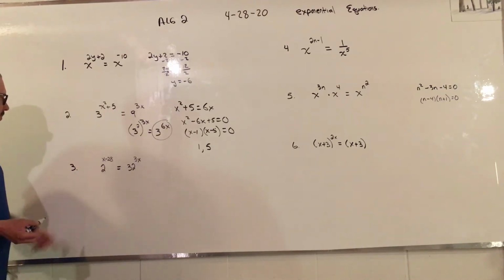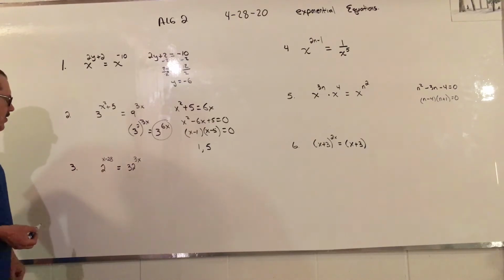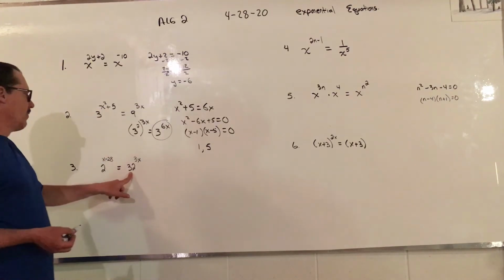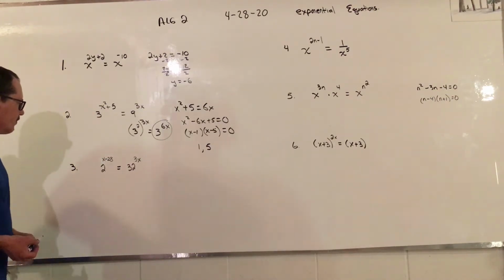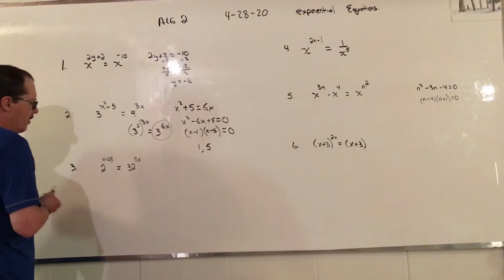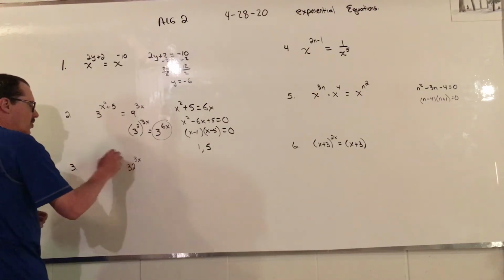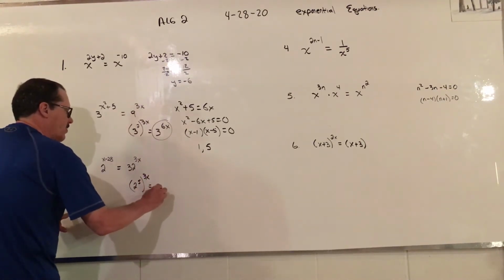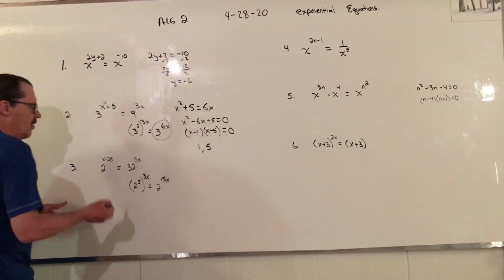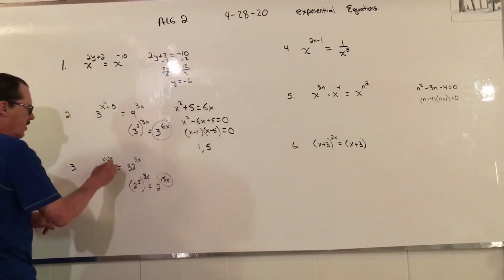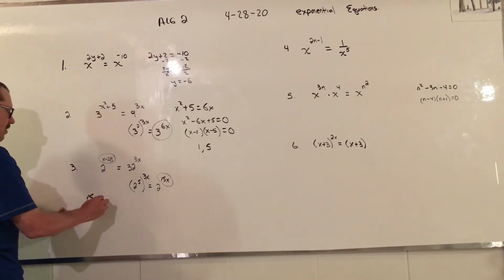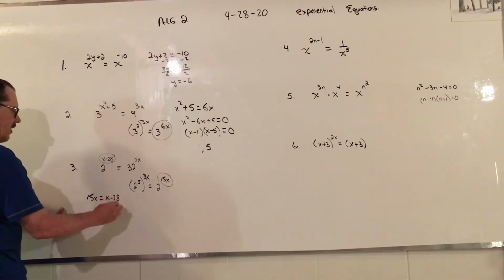Okay, here's another example. This is 2 and this is 32. Again, these don't match, so I try to find a power of 2 that will give me 32. That's 2 to the 5th. And so 2 to the 5th to the 3x would be the same thing as 2 to the 15x. That tells me that 15x has to equal x minus 28. So I'd write 15x equals x minus 28.